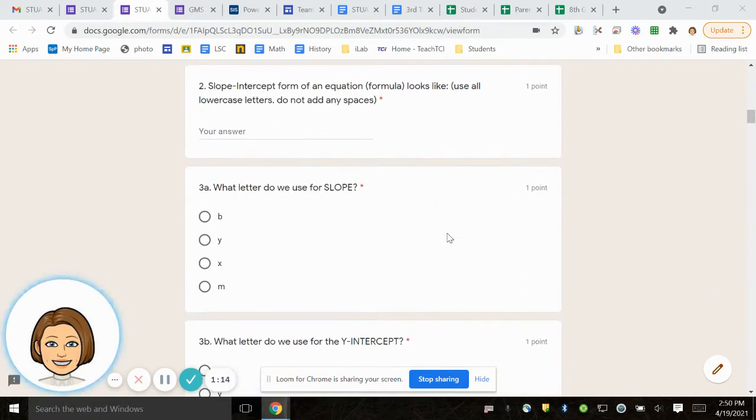Number 2, what is the slope-intercept equation? In other words, what does the slope-intercept form of an equation look like? Make sure you use all lowercase letters and do not add spaces. It needs to be an equation.